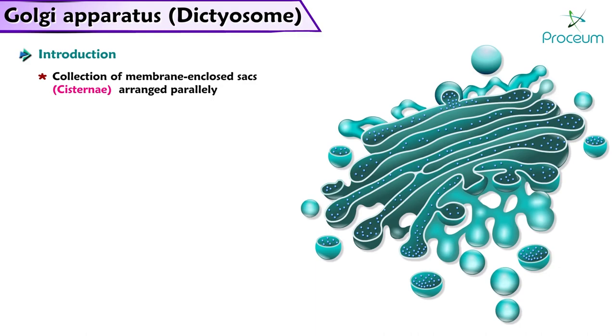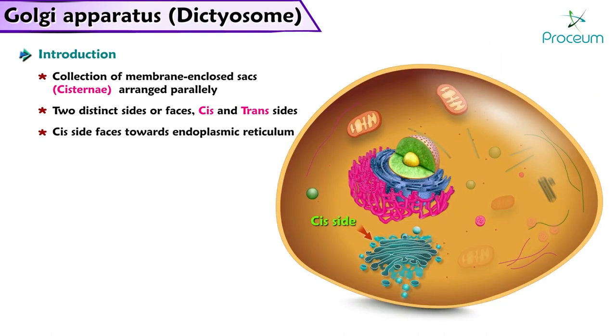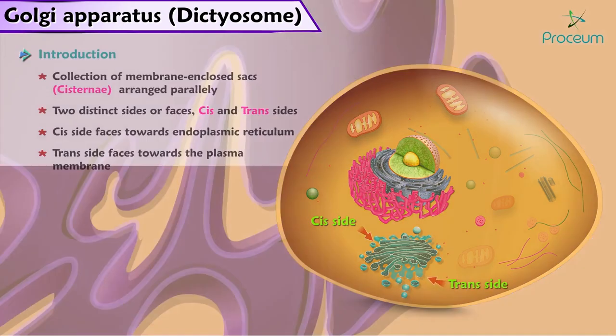The Golgi apparatus has two distinct sides, or faces. They are the cis side and the trans side. The cis side faces towards the endoplasmic reticulum, while the trans side faces towards the plasma membrane.